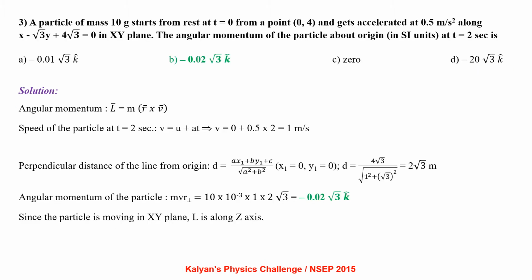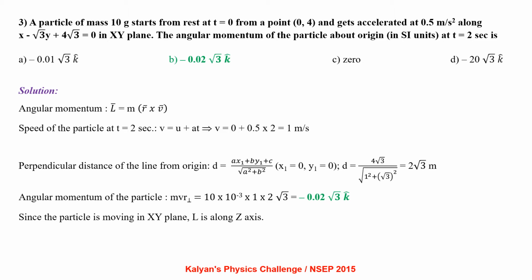A particle of mass 10 gram starts from rest at t equal to 0 from a point 0, 4 and gets accelerated at 0.5 meter per second square along x minus root 3y plus 4 root 3 equal to 0 in xy plane. The angular momentum of the particle about the origin in SI units at t equal to 2 seconds is. Angular momentum L bar equal to m times r bar cross v bar. Speed of the particle at t equal to 2 seconds.